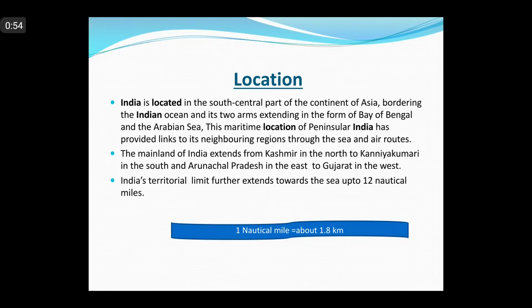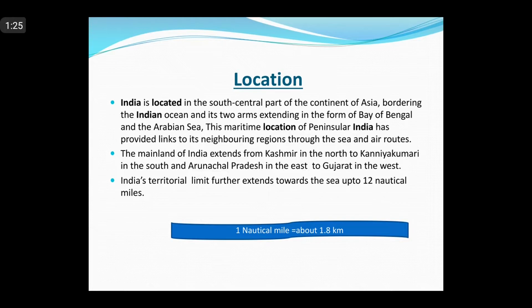India is located in the south central part of the continent of Asia, bordering the Indian Ocean and its two arms extending in the form of Bay of Bengal and Arabian Sea. This maritime location of peninsular India has provided links to its neighboring regions through the sea and air routes. The mainland of India extends from Kashmir in the north to Kanyakumari in the south and Arunachal Pradesh in the east to Gujarat in the west.